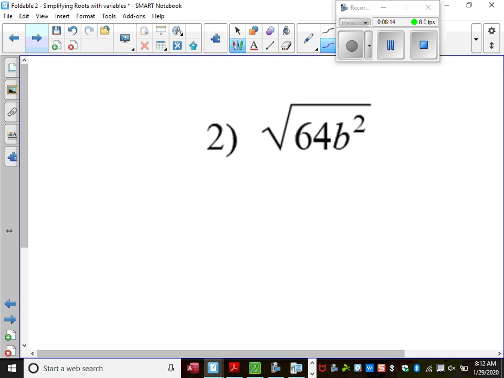Okay, so we're going to take the square root of 64 out, which is 8. Take the square root of b squared out, which is what? B, because you just divide it by 2. Okay, we're dividing by 2 because of the square root.